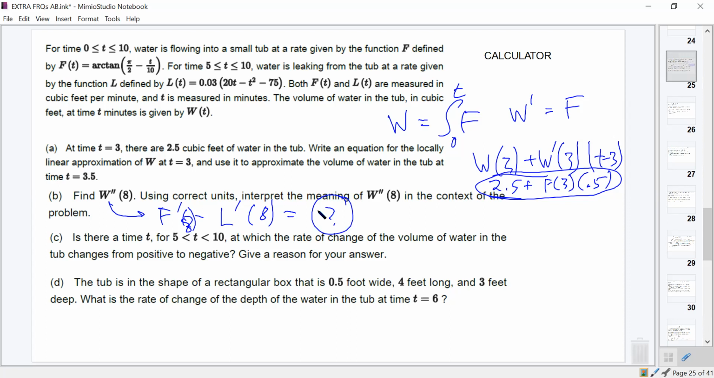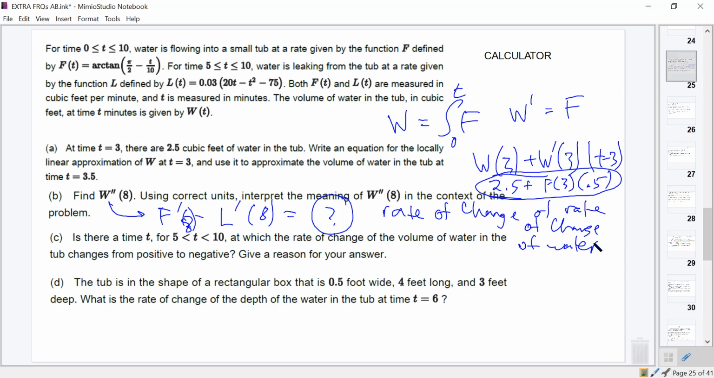Does that make sense or no? So it's the rate of change of the rate of change of the water. Everybody good with that or no? So we don't have to divide by the time. Nope. Okay. You're looking for the second derivative of W. Okay. So nope, we don't need to do that.